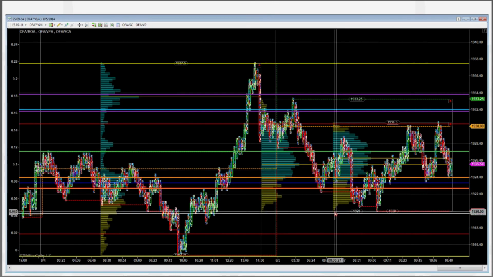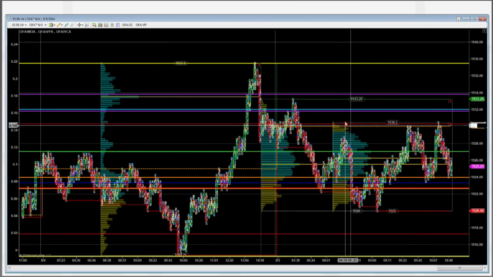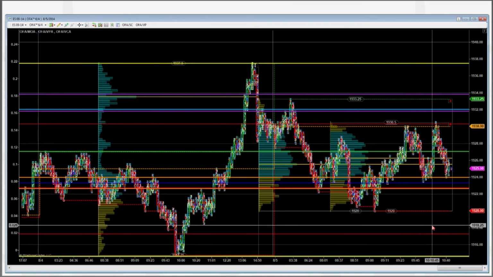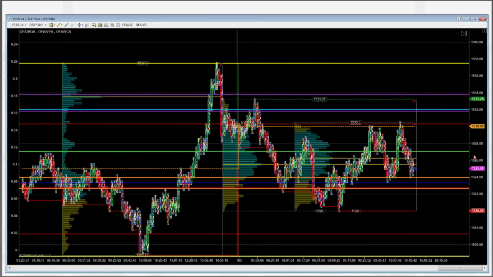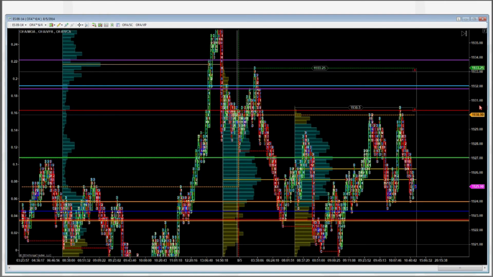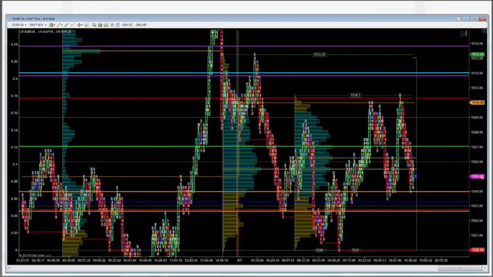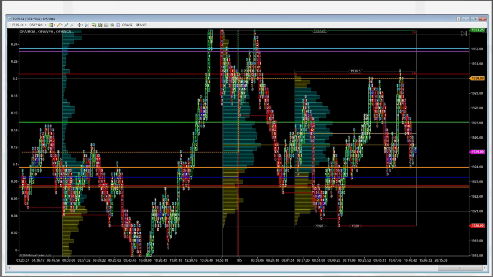Tomorrow morning when the market opens, remind me, and I'll show you what an unfinished auction looks like, because we usually get an unfinished auction to both sides at the beginning of the day. But right now, you can see the ends of this are both finished. And they don't stay unfinished historically.